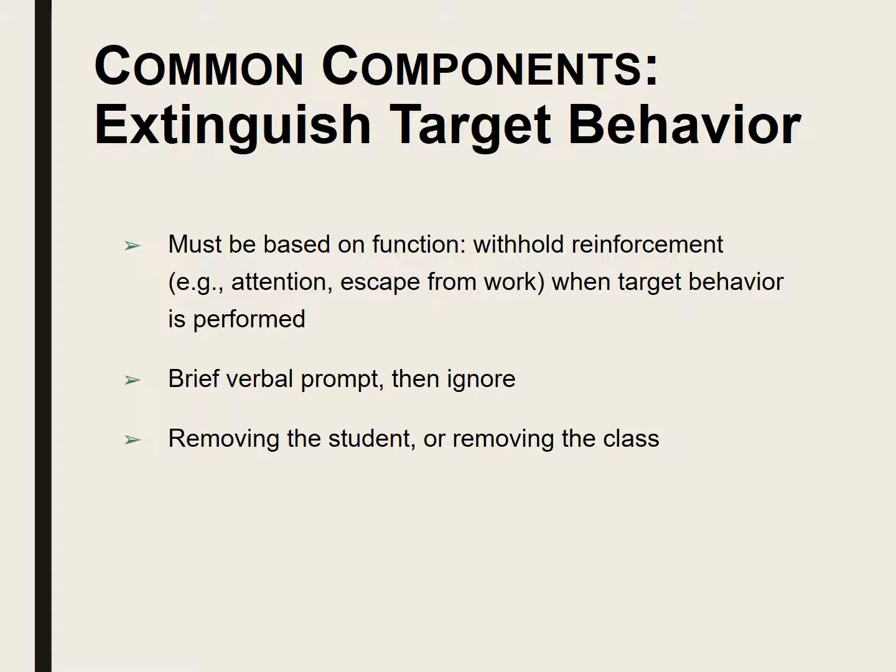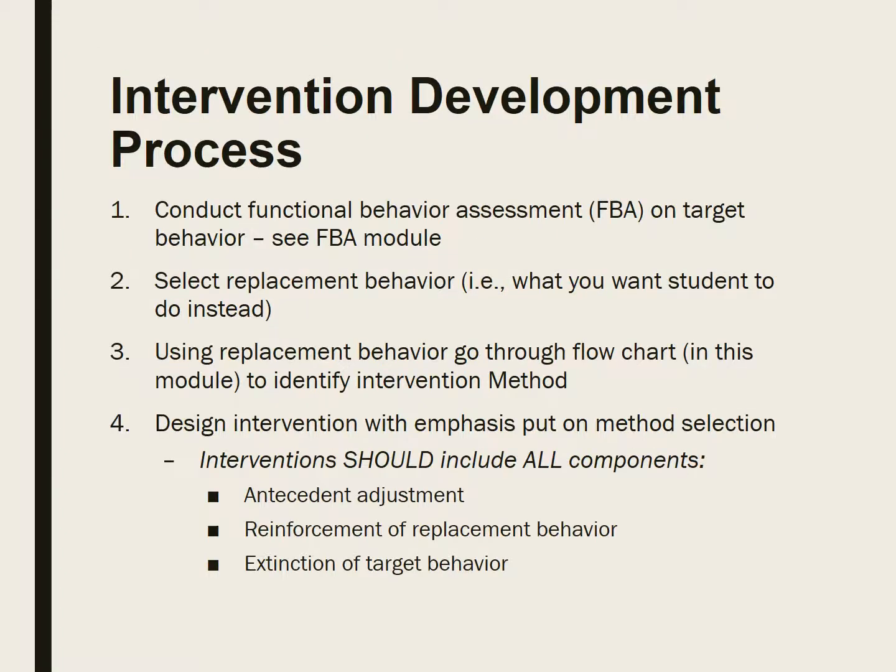Let's say the student is engaging in off-task behavior, and prior you've always given them attention and redirected them, given them a lot more attention. Now if they're engaging in off-task behavior, you need to give a quick verbal prompt and then ignore it. And then another thing that you can do is you can remove the student from the classroom or remove the class from that student as well. That's a very last resort, and that's only on an as-needed basis.